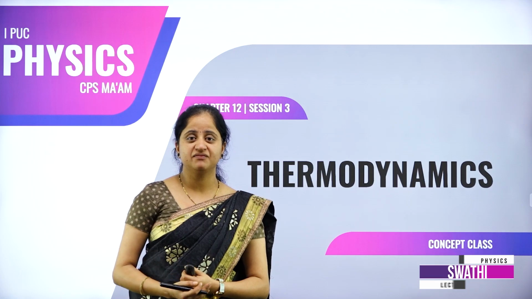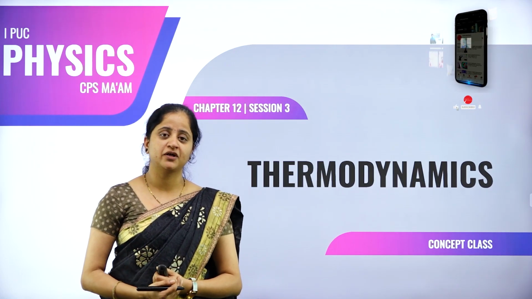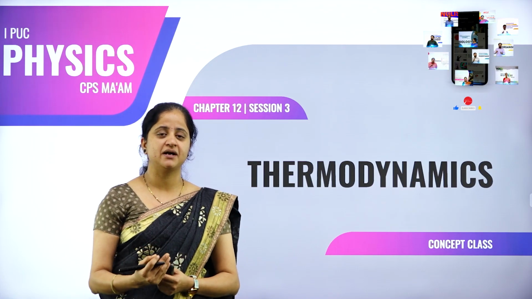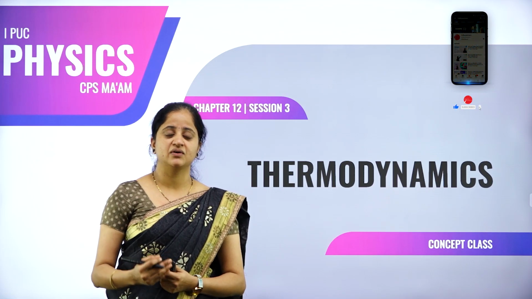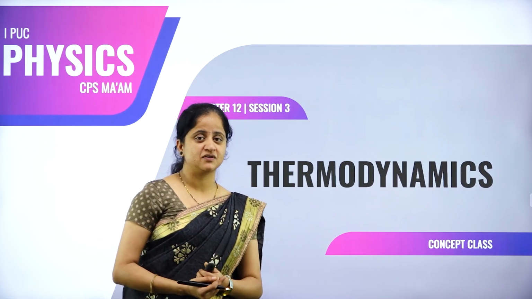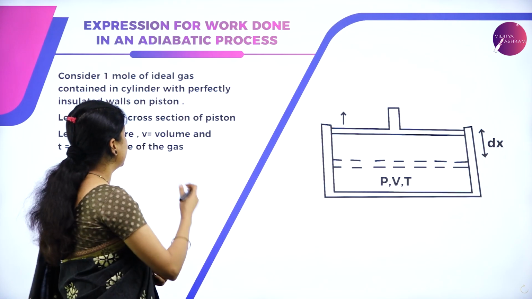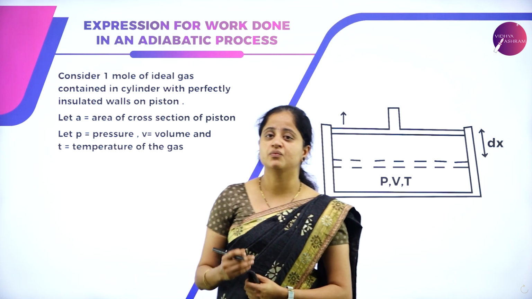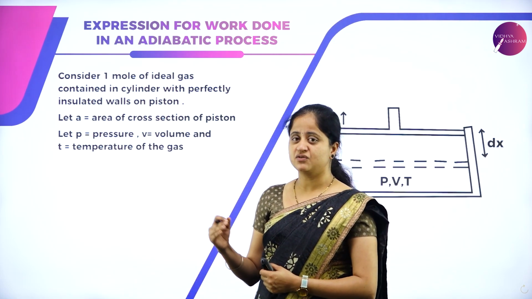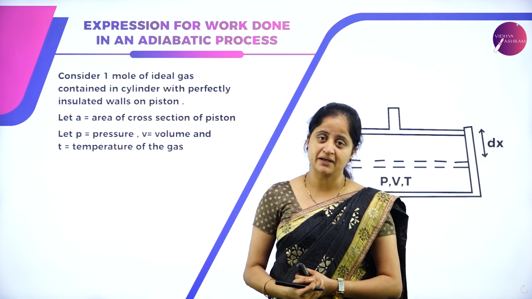Till the previous session, we have studied the basics of thermodynamics and different processes in thermodynamics, that is isothermal, adiabatic, isobaric, isochoric and many more. In today's session, we are going to learn more about the remaining processes. Let us begin with the expression for work done in an adiabatic process. In the previous session, we derived an expression for work done in an isothermal process, so we now move on to study the work done in an adiabatic process.